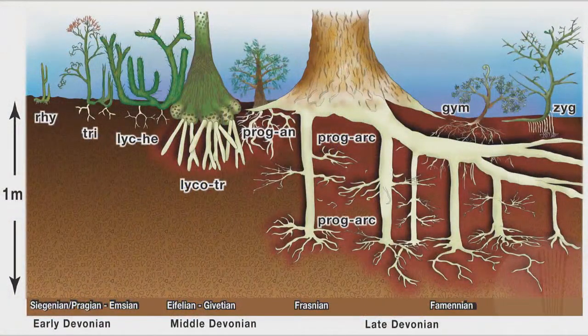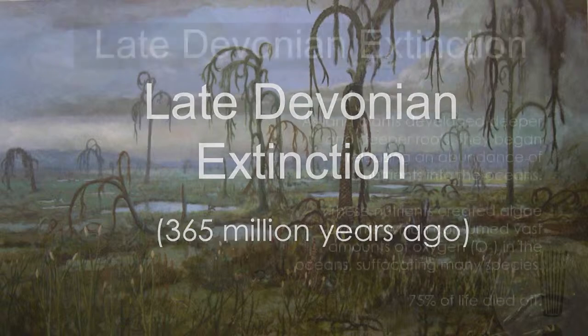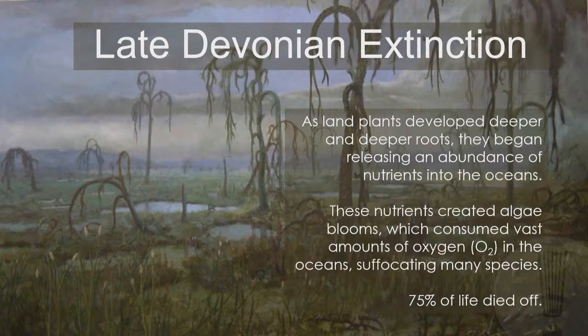And we also see as plants start to grow and develop roots, these roots start to get deeper and deeper. So over on the left-hand side of the slide, you see the early Devonian. Plants are pretty small, pretty short, pretty shallow roots, and as they evolve, you get taller and taller, their roots get deeper and deeper. And this is important because it leads to the late Devonian extinction, which happened about 365 million years ago. This was more of a marine extinction, but as land plants developed these deeper roots, they began releasing an abundance of nutrients into the ocean.